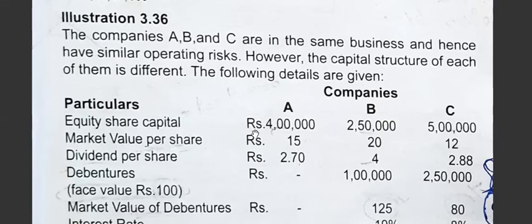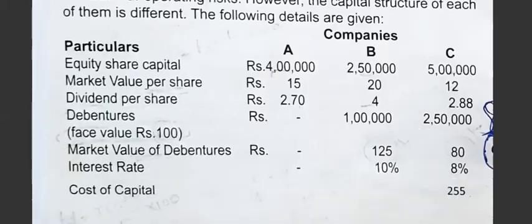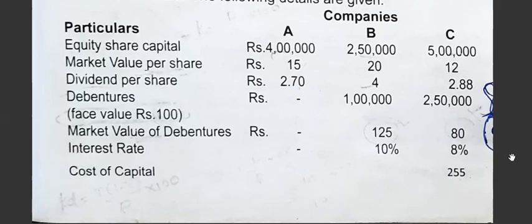A company has given equity capital, B company also equity capital, C company equity capital. Market price is given for all the three companies. Dividend per share is given for all the three companies. Debentures are not there for A, but B and C have them. Market price of debentures of the two companies, B and C, and the interest rate is given.